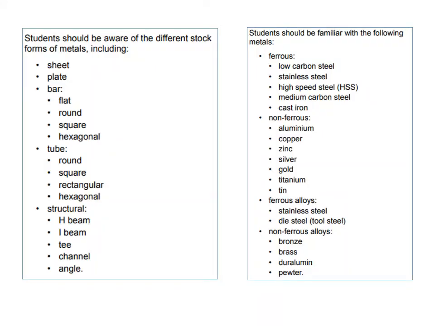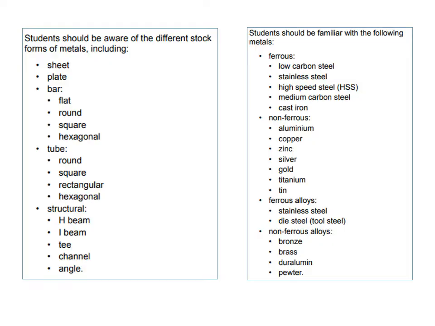So this is straight from the spec. This is what was in there, the things that you needed to make sure that you understood and that you were happy with. On the left, it's talking about different types of stock forms of metals, so making sure that you're aware they come in different stock forms. And on the right hand side, these are the different types of metals that you need to have an awareness of.